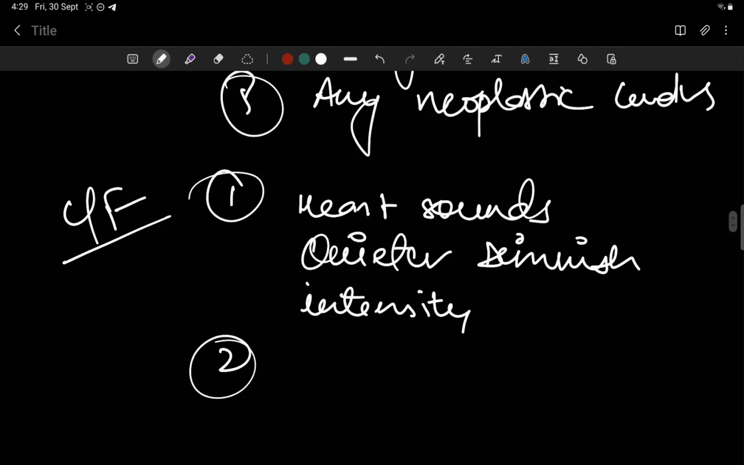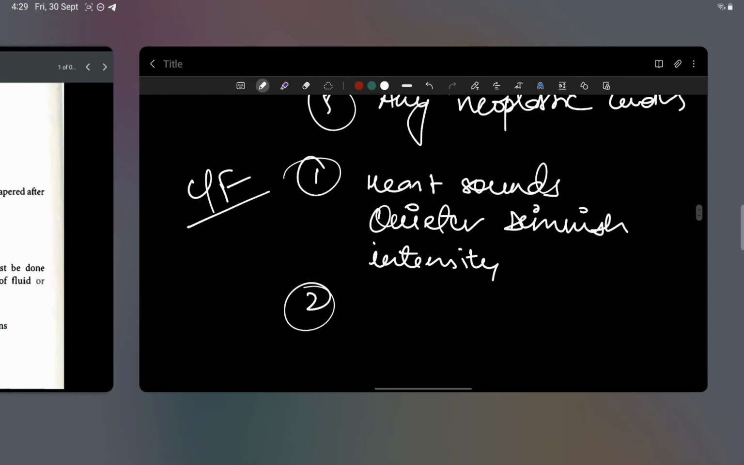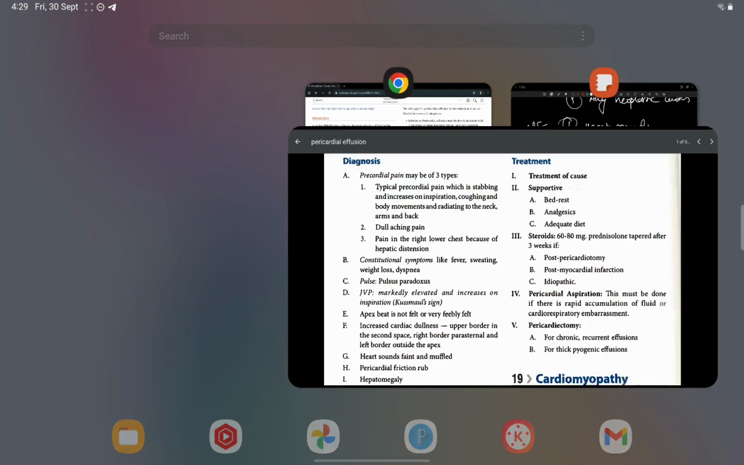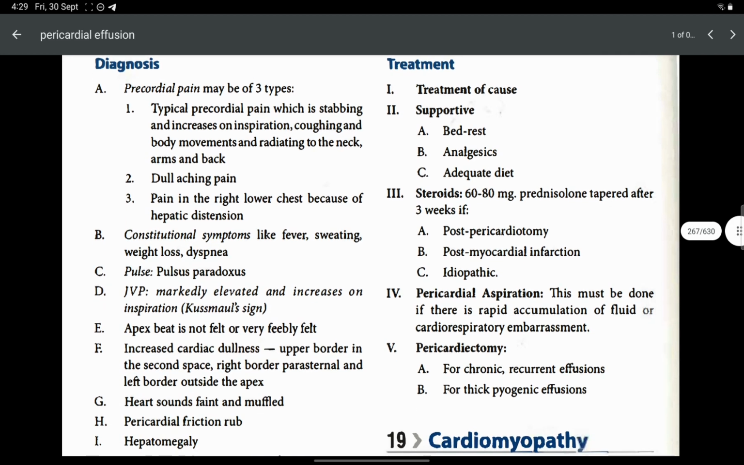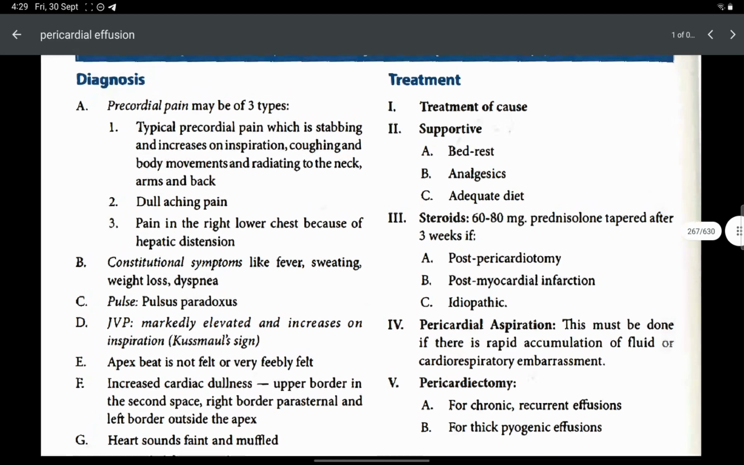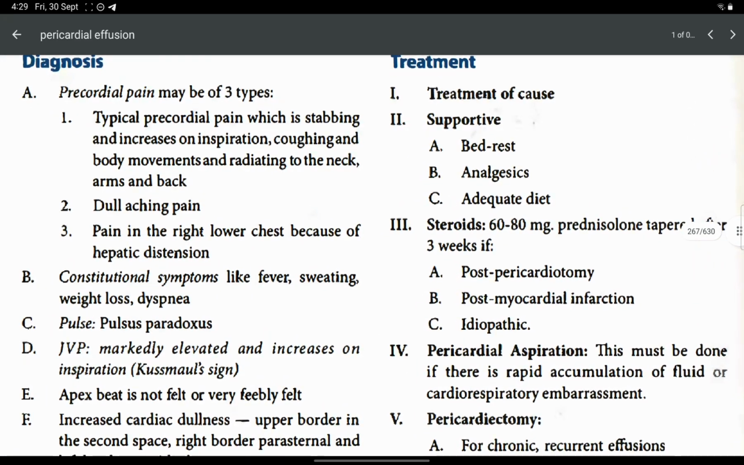And what is the next clinical feature, you can see it here, that there will be precordial pain. Okay, and precordial pain is typically stabbing, increases on inspiration, coughing and body movements, and radiates to the neck, arm and back. Precordial pain will be there that radiates to the neck, arm and back.